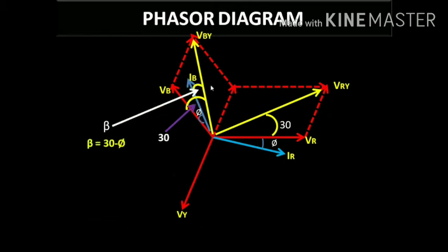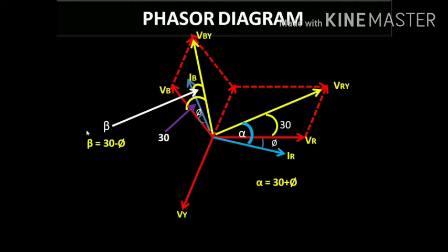Then we'll consider the angle beta here. So beta is the angle that is equal to 30 minus phi. Similarly, the angle between VRY, that is voltage, and current is alpha, and it is equal to 30 plus phi. So you can check here. Here we are considering two angles. Alpha is the angle between the line voltage VRY and the line current IR, that is 30 plus phi.